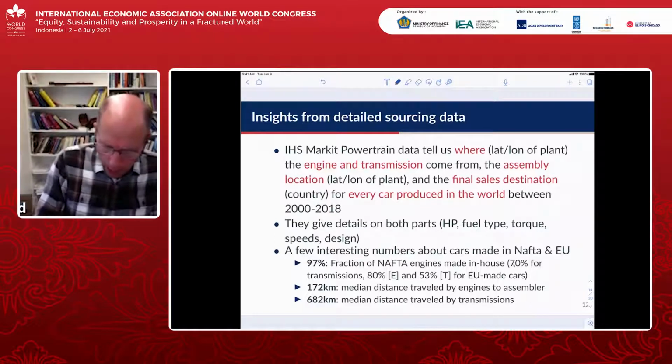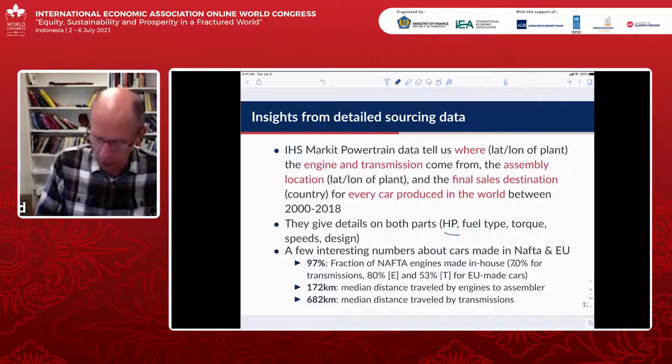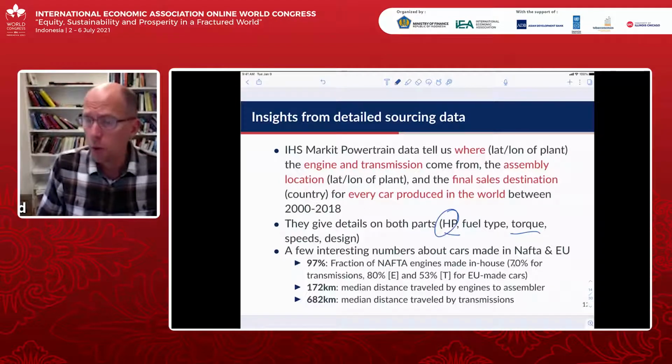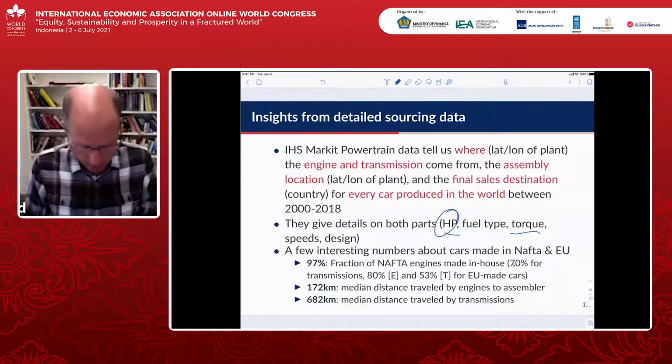We know a lot about those engines. For example, we know if it's a gas or diesel engine. We know the torque of it. We know the horsepower. We know if it's a transmission, how many speeds does it have? Is it manual or is it automatic?